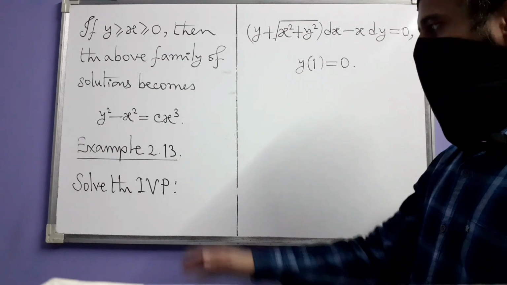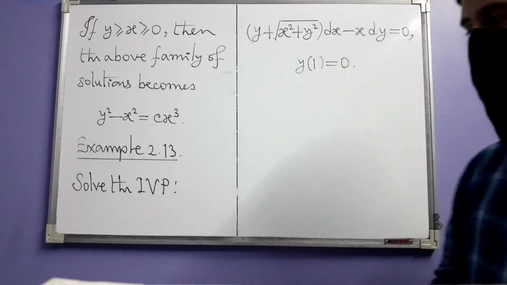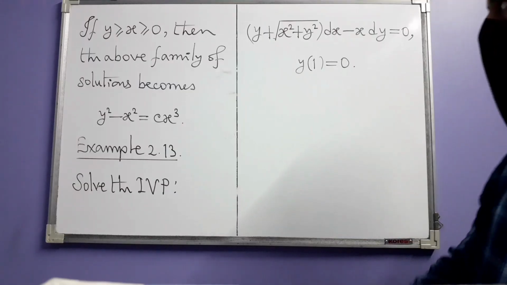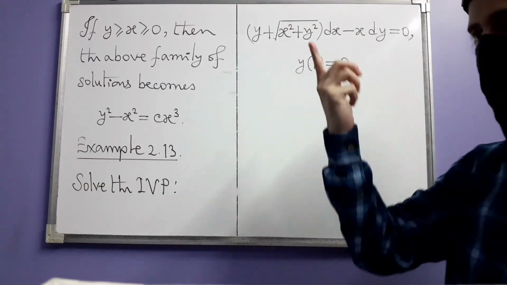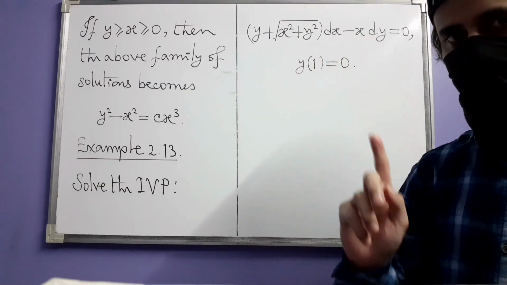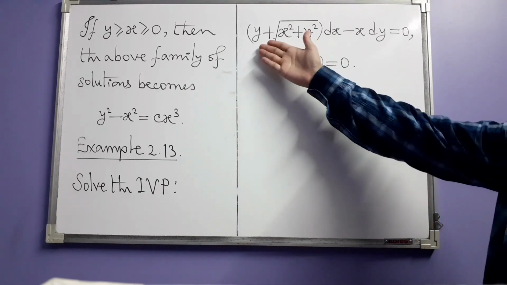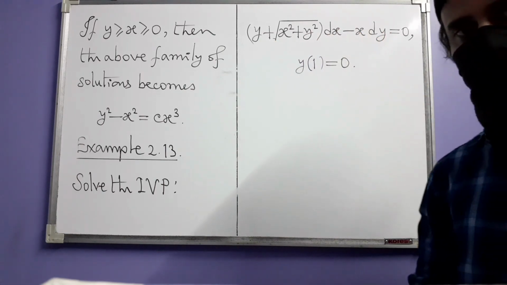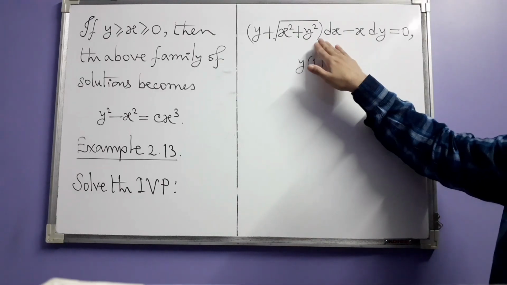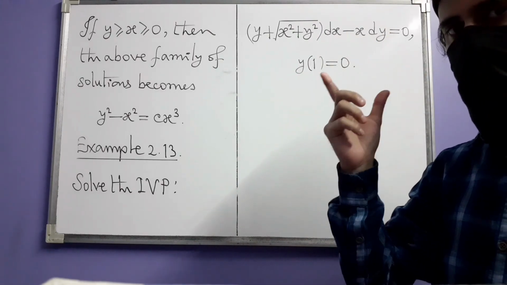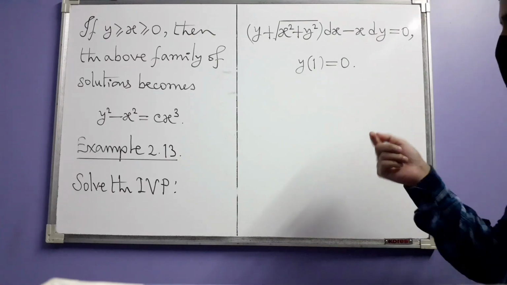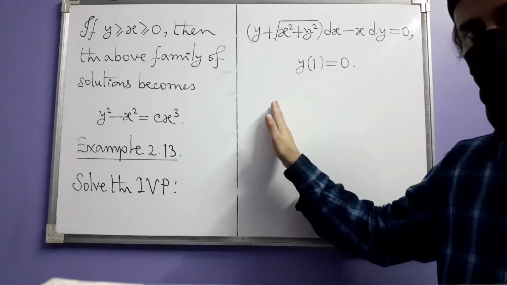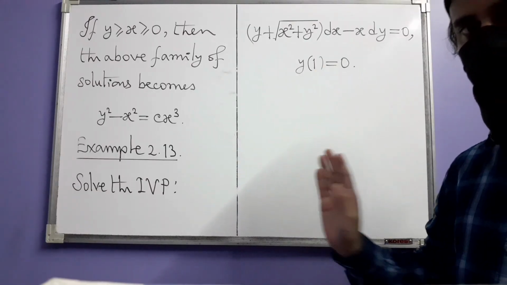Next, we have example 13. Here, instead of simply a differential equation, we have an initial value problem, where the equation is actually that other example that we saw in the previous video: (y + √(x² + y²)) dx − x dy = 0. And this one also we saw back there that it's a homogeneous equation. And additionally, you have this initial condition also. At the point x = 1, the solution y should have the value 0.